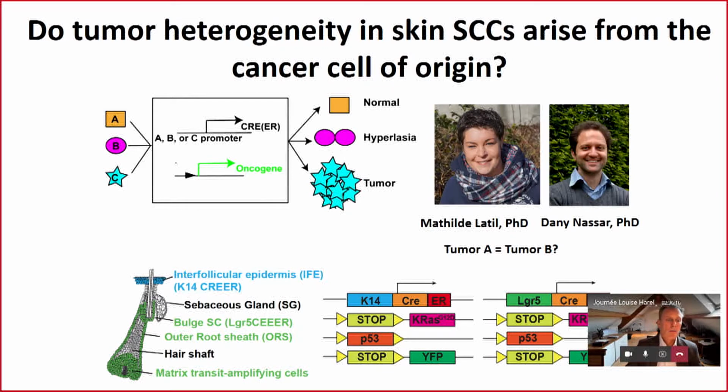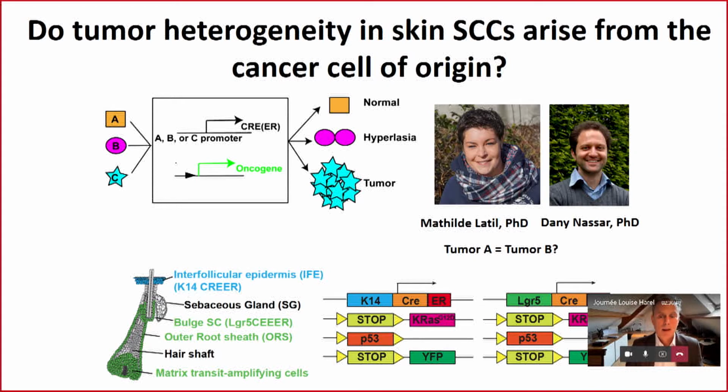And so some time ago, we tried to understand whether tumor heterogeneity could be linked to the cell of origin, as Daniel Louvard in his presentation alluded to. And to do this, we activated the oncogene that gives rise to the skin tumor, KRAS G12D, and p53 deletion in two different cell lineages of the same tissue, the skin epidermis. So the interfollicular epidermis here in blue, and in green, the hair follicle stem cell and its progeny.